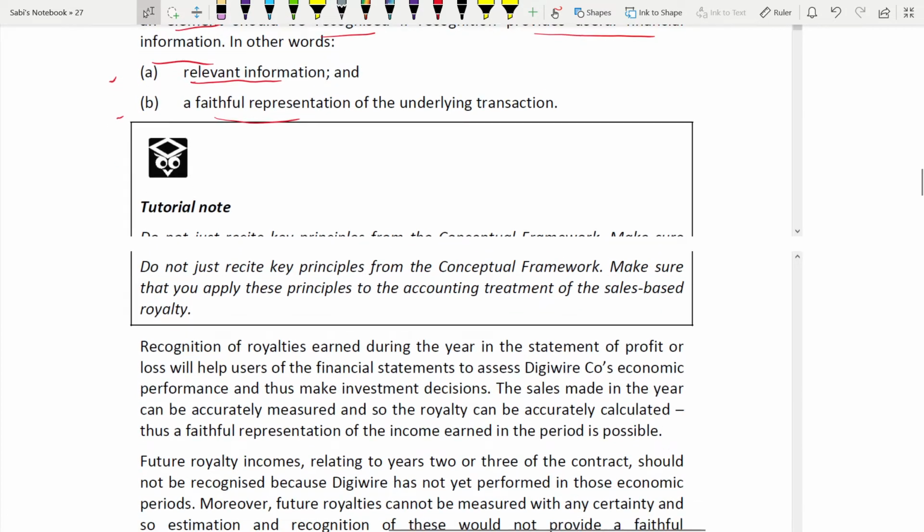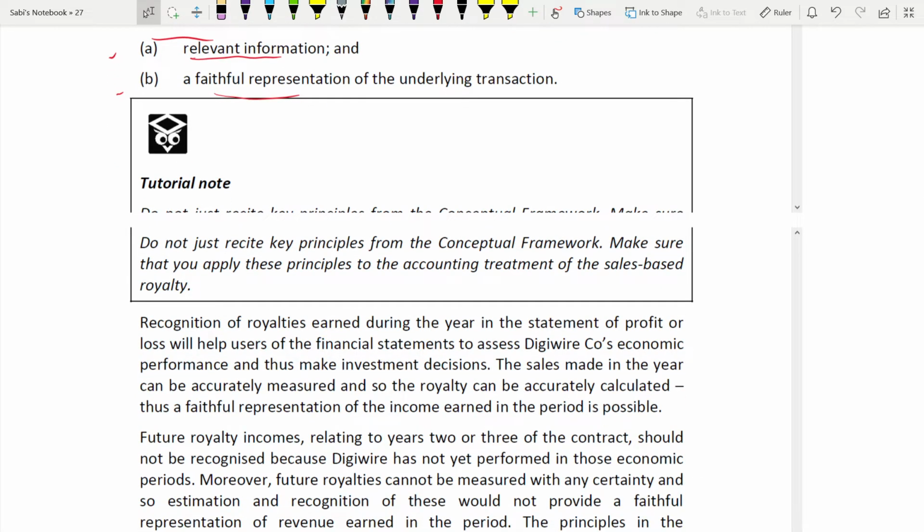Again, tutorial note. Let's see what they say. Do not just recite key principles from the conceptual framework. Make sure that you apply these principles to the accounting treatment of the sale-based royalty. The key issue is: what is the accounting treatment of the sale-based royalty? This you have to link to the conceptual framework. Not all the principles of the conceptual framework. Asset is this, liability is this. No.